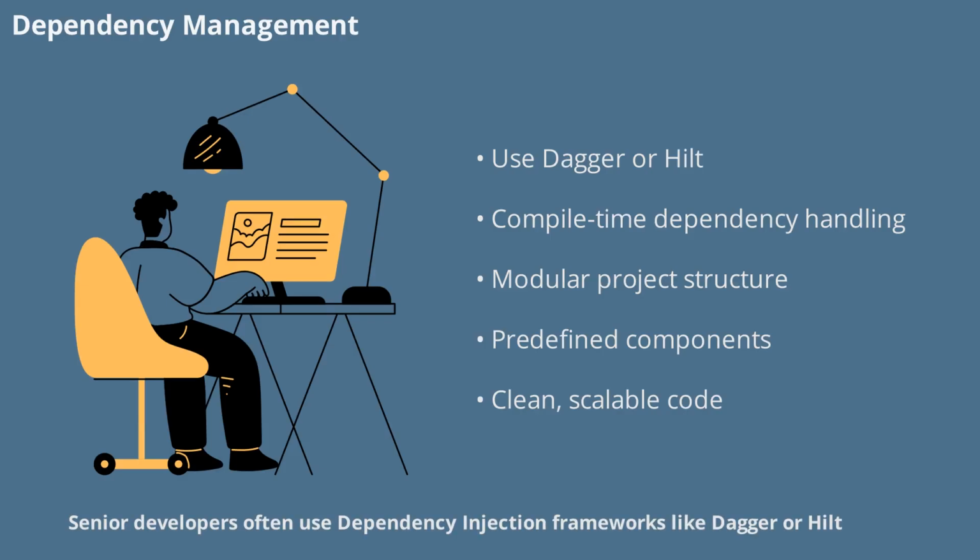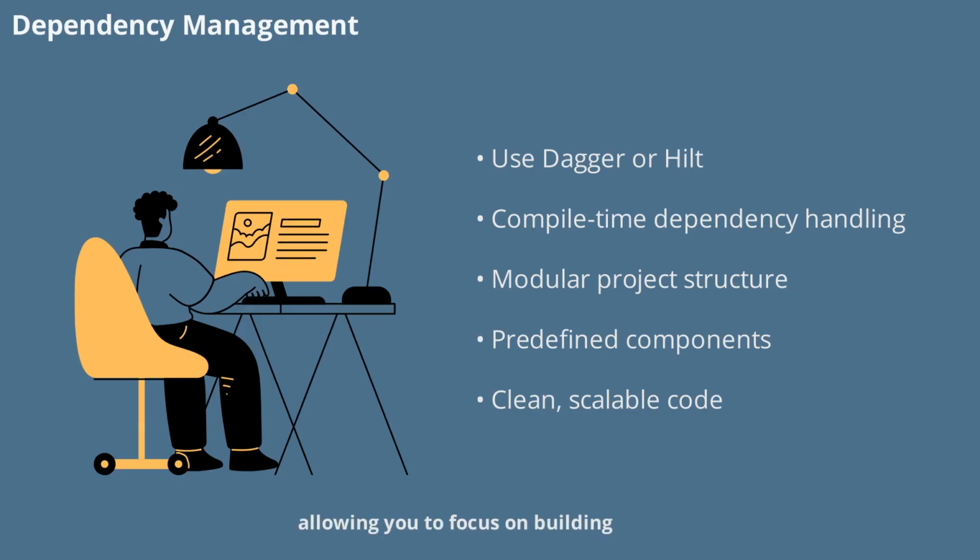Managing dependencies in large Android projects is crucial for modularity and testability. Senior developers often use dependency injection frameworks like Dagger or Hilt. These tools handle dependencies at compile time, reducing repetitive code and making the project more modular. Hilt in particular simplifies the process with predefined components and scopes, allowing you to focus on building features rather than wiring dependencies manually. Sharing your experience with DI frameworks shows your commitment to clean, scalable code.